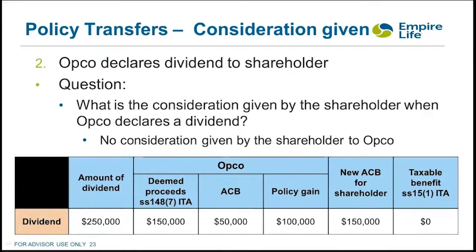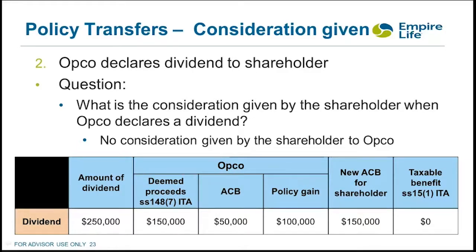The CRA has referred to this decision to establish that the same logic applied for purposes of Section 148(7), the non-arm's length transfer rules. Therefore, the shareholder is not considered to have given consideration to OPCO when they receive the dividend in kind. So just like we saw on the previous slide, now we have $250,000 as the amount of the dividend.